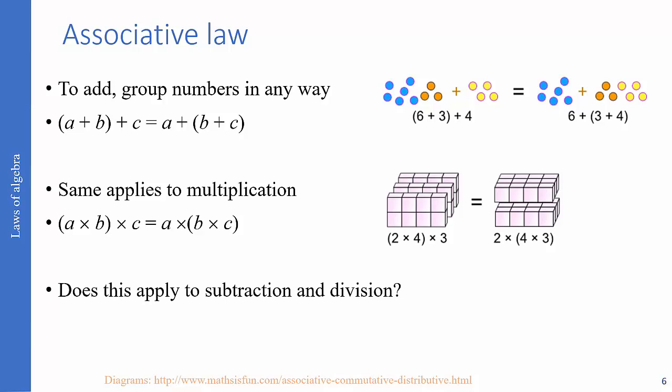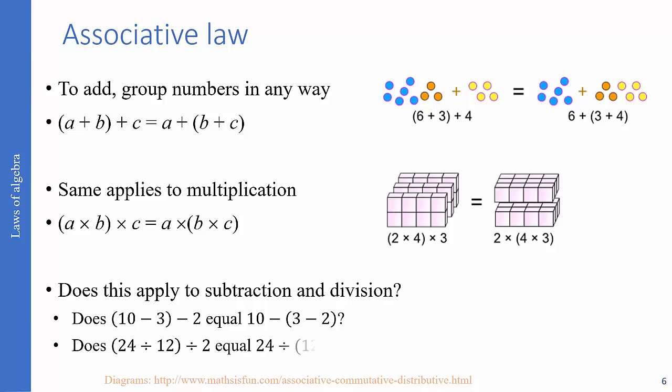Now will this apply to subtraction and division? For example, if we have 10 take away 3 and then take away 2, we'll get a different result to 10 take away 3 take away 2 first. Try it out and you'll see. And likewise with division, we'll get different results depending on which pair we do together first.